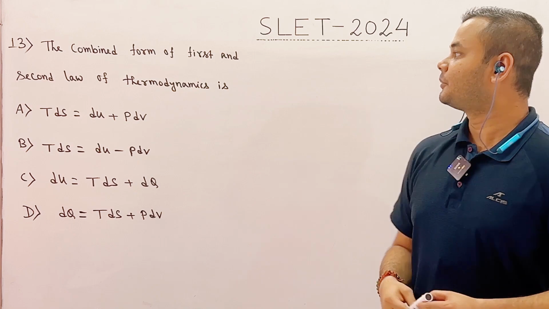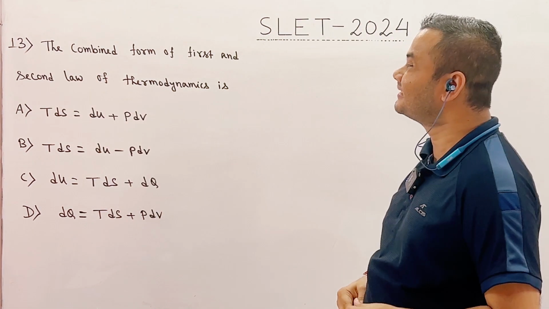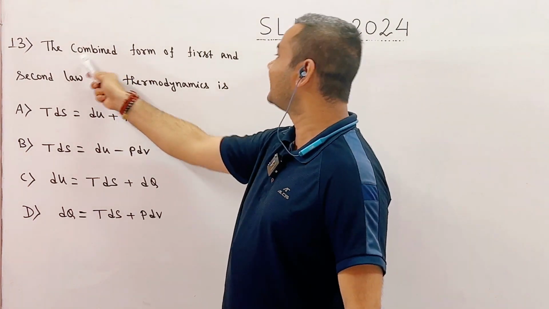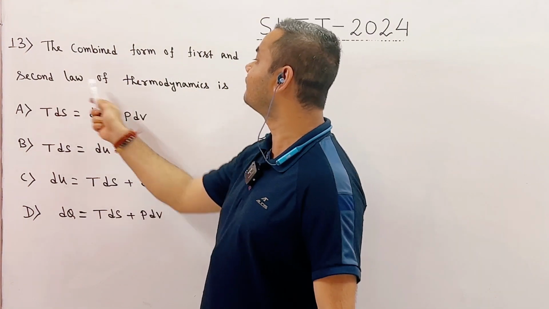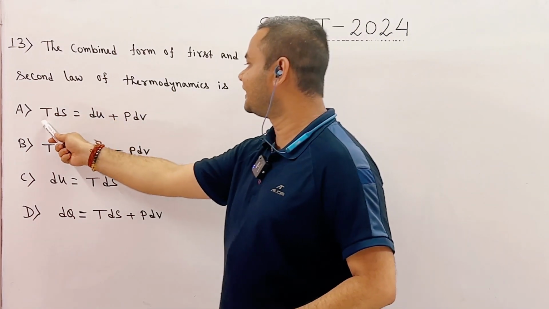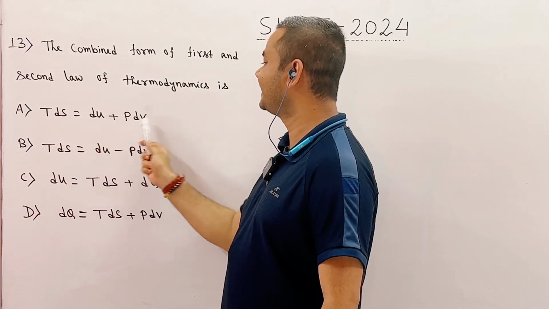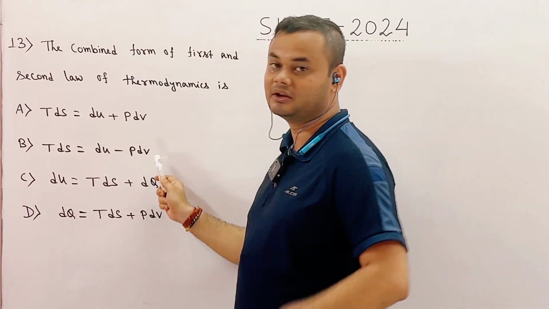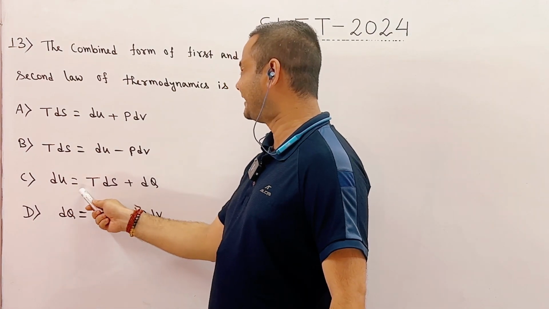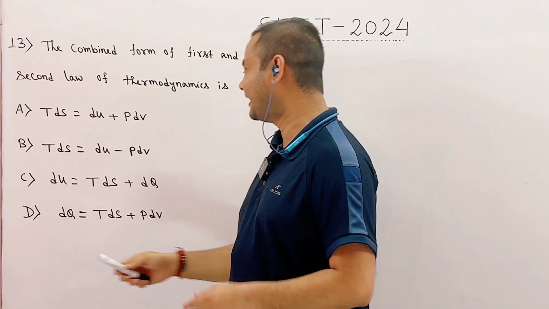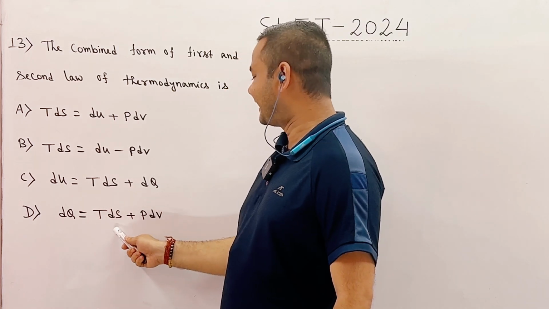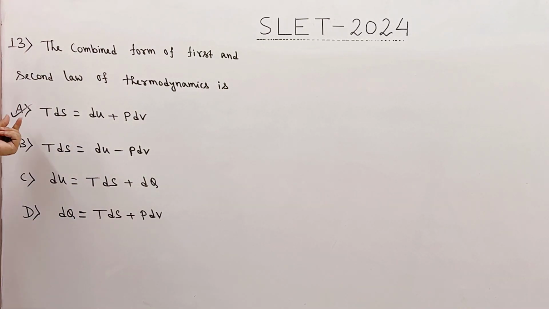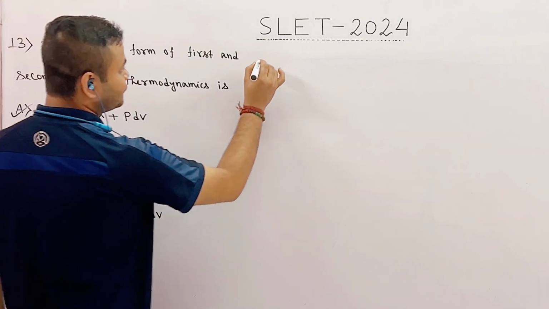Okay? Next, problem number 13. This problem number 13 is asked from thermodynamics topic, and according to this problem, the combined form of first and second law of thermodynamics is option A, T dS equal to dU plus P dV. Option B, T dS equal to dU minus P dV. Option C, dU equal to T dS plus dQ. Option D, dQ equal to T dS plus P dV. Here the correct answer is option A. First, let me show you how option A is the correct answer. Solution.